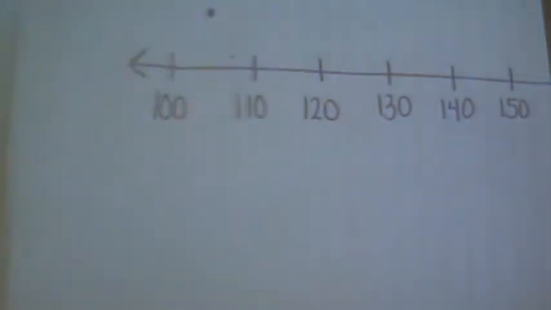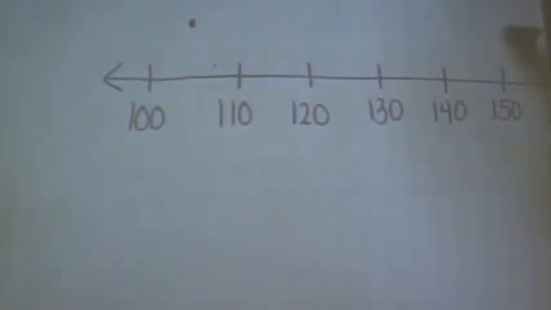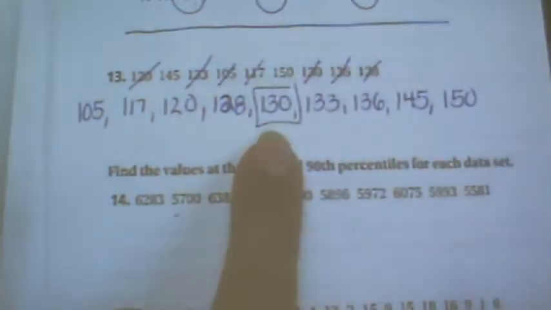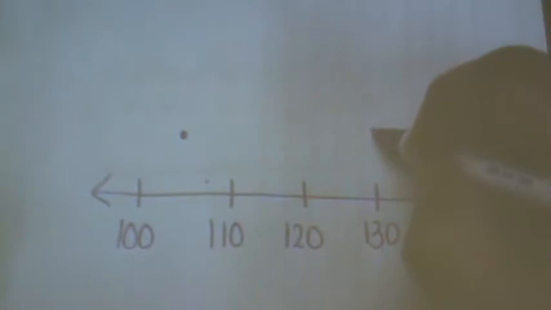That's your smallest number. What's your biggest number? 150. Okay, now we need to find the median. 1, 2, 3, 4, 5, 6, 7, 8, 9. So it's going to be 130, right? 130. That's your Q2.